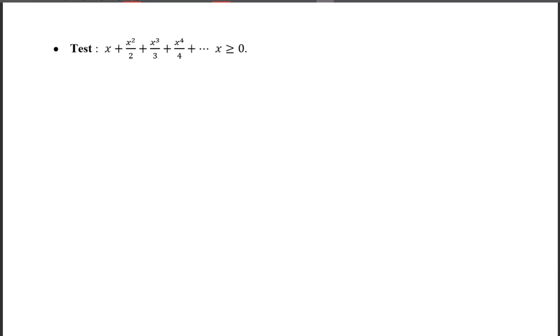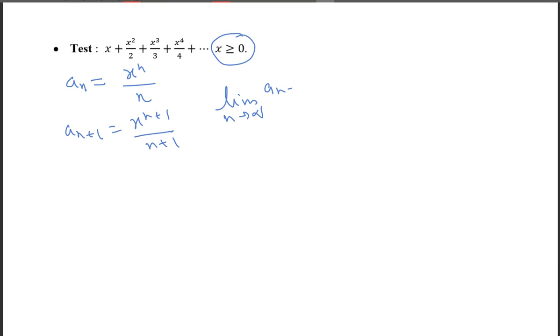Suppose this series. Quickly write down what will be your a_n. x to the power n by n, given x is greater than or equal to 0, that is given. So what will be your a_(n+1)? x to the power n plus 1 by n plus 1. So limit n tends to infinity, a_(n+1) by a_n, what will be the limit of it? The limit is x.